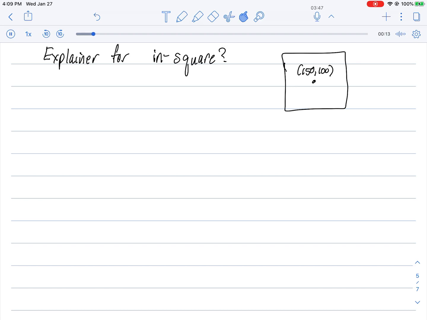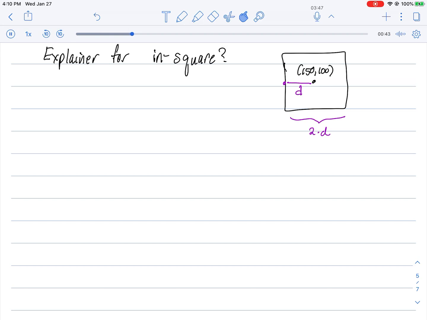So we'll start with the center of the square being 150, 100. And then to make our lives easy, we are going to measure the distance from the center of the square to the edge of the square. We'll call that d for distance. So actually, the side of the square is 2 times d. Okay?